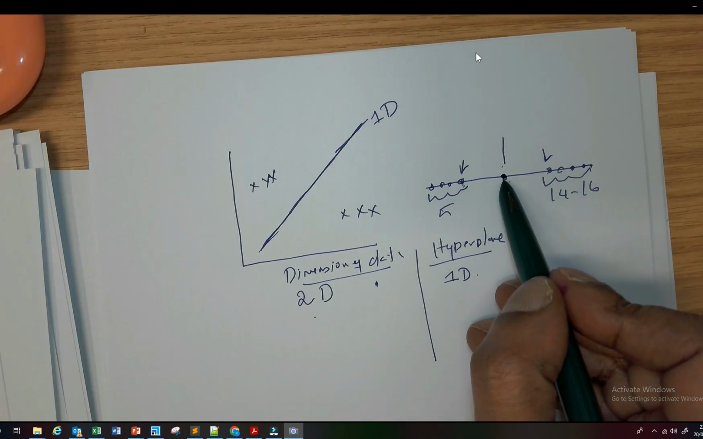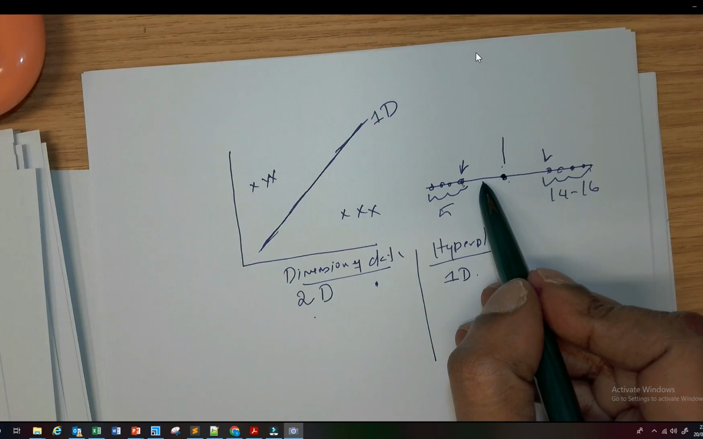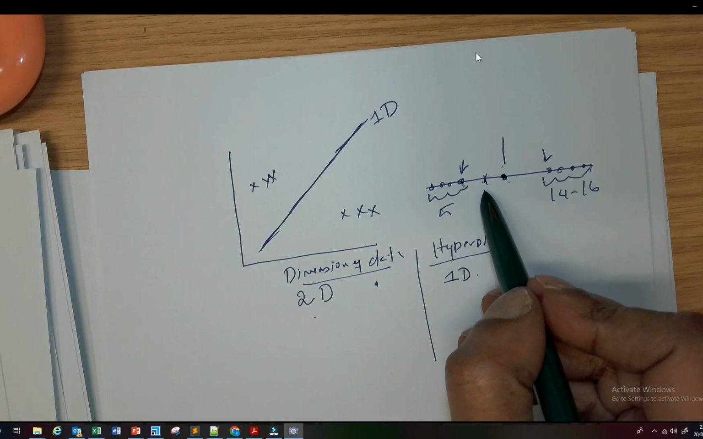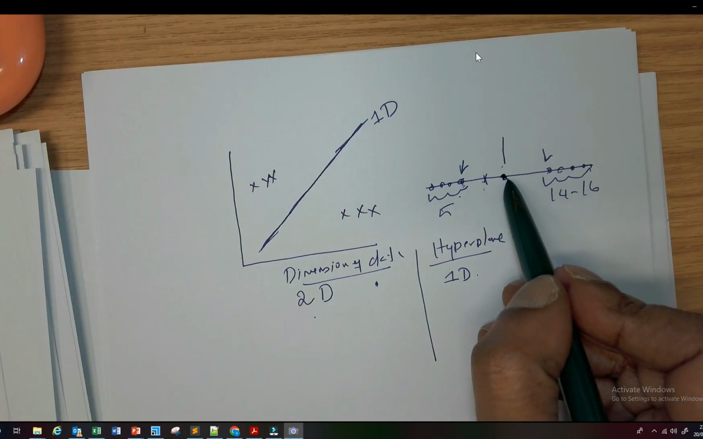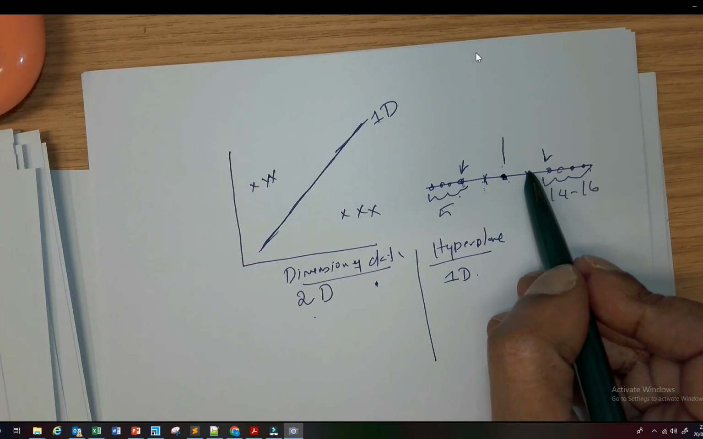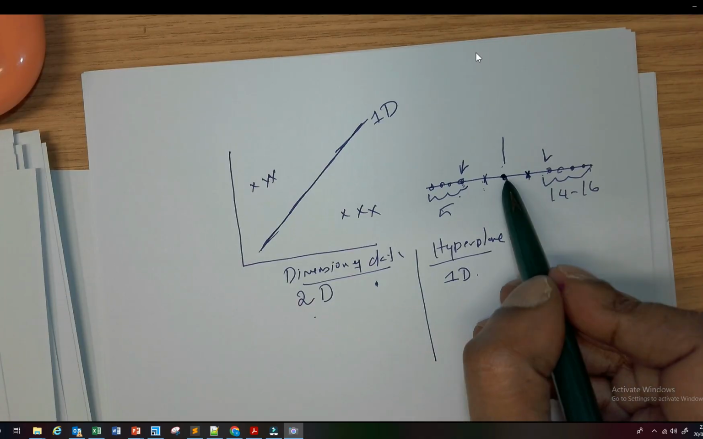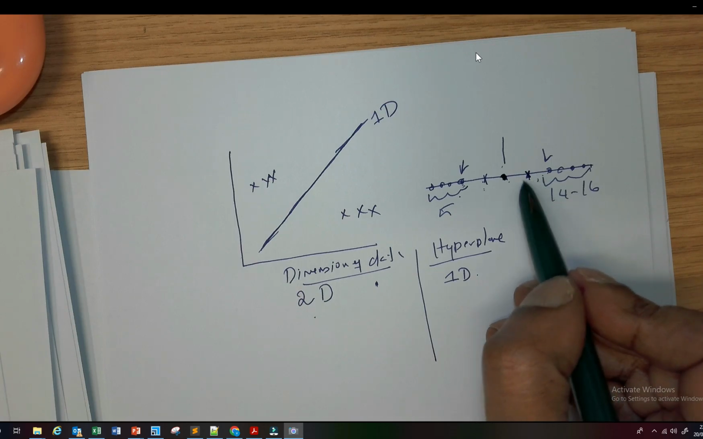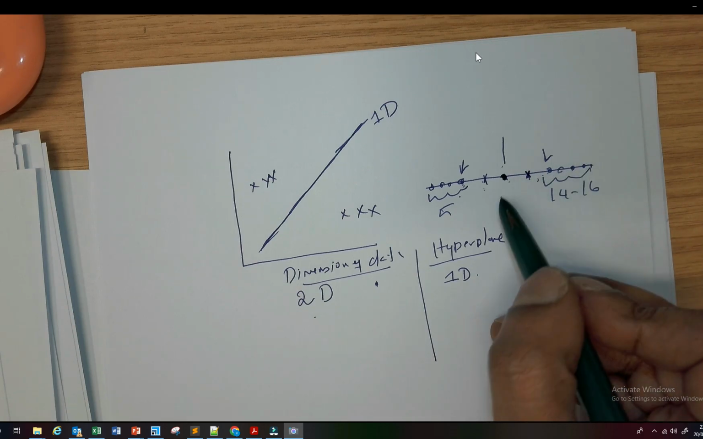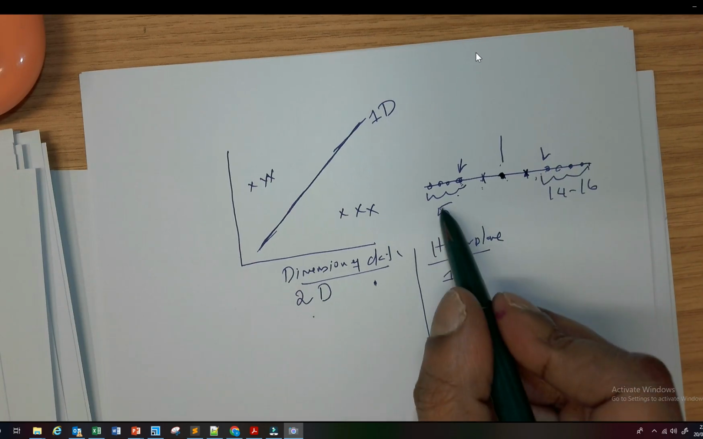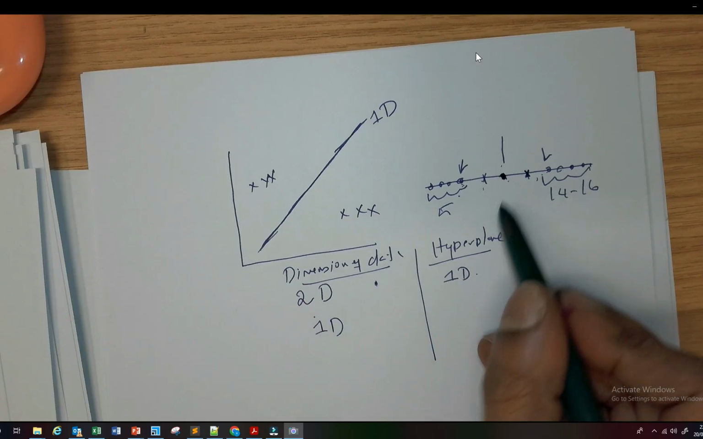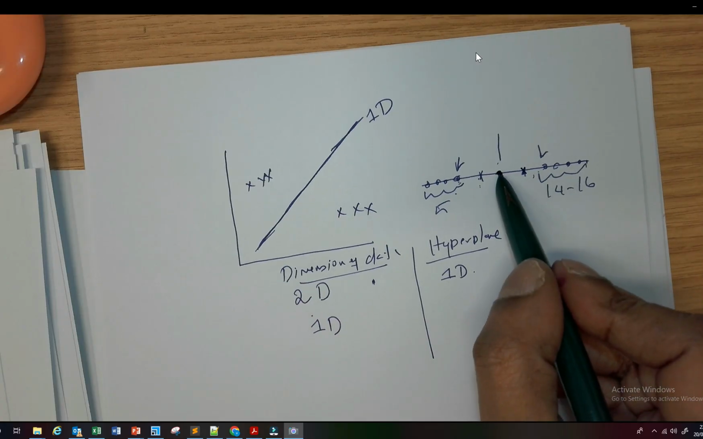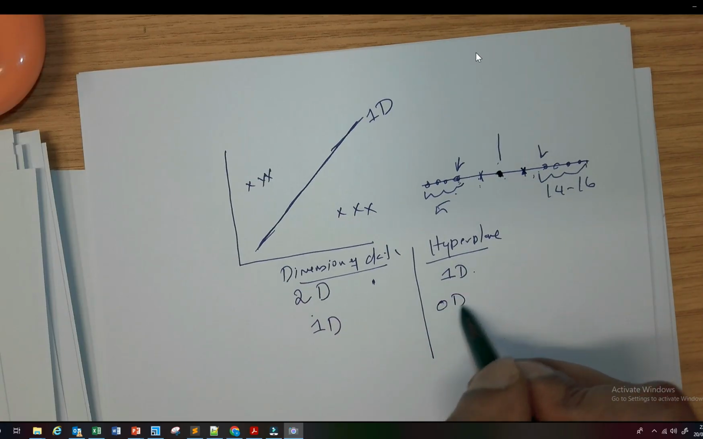So if a point lies to the left side of this point, say somewhere here, then that person will belong to category 1. If you have some point to the right of this midpoint, then they may belong to category 2. So what do I mean by that? If you have one-dimensional data, your hyperplane will be just a point. That point is zero-dimensional.